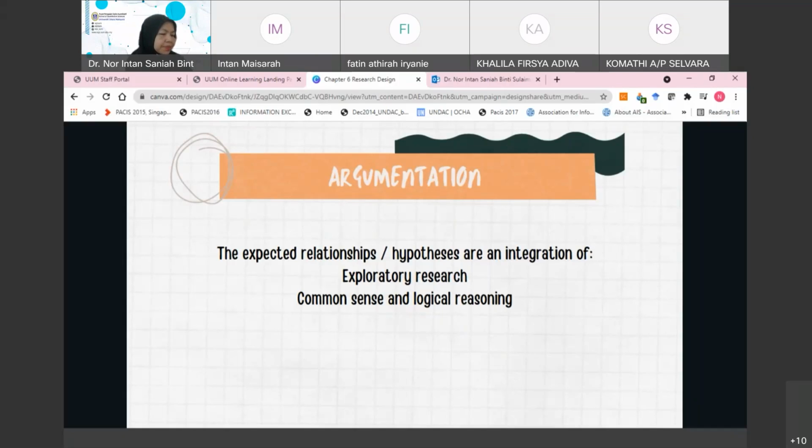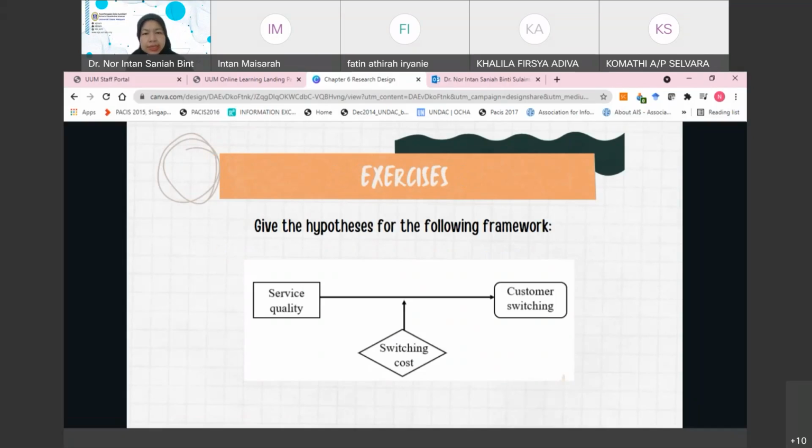Okay, so kalau dia ada apa, just add all lah, tak ada dah habis dah. So ini exercise, if you want to do this hypothesis, develop hypothesis based on this framework, either this one or this one.